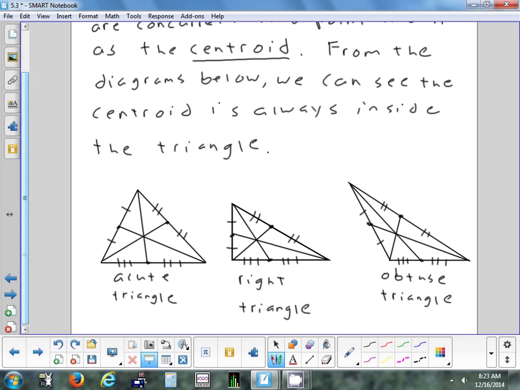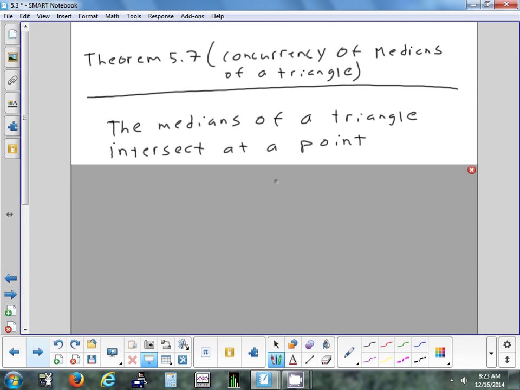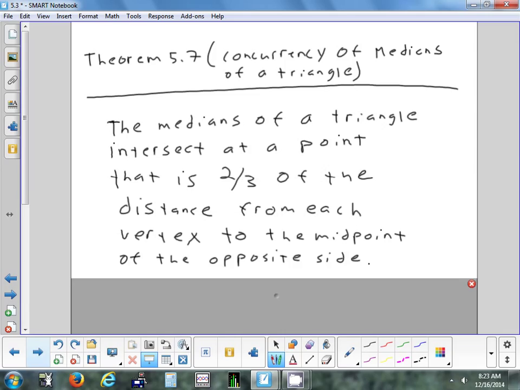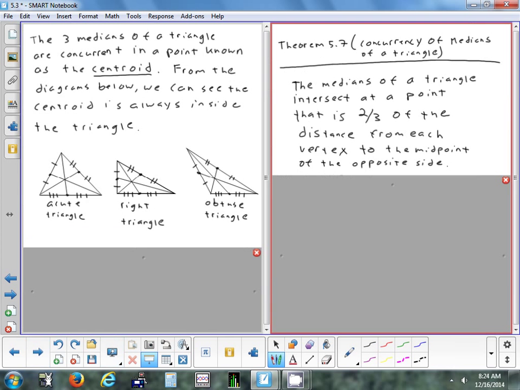All right, let's take a look and see if we can figure it out. Well, first of all, mathematically, this is what the centroid is. The medians of a triangle intersect at a point that's 2/3 of the distance away from the vertex towards the opposite side. Right, so in other words, let's see if I can show you.